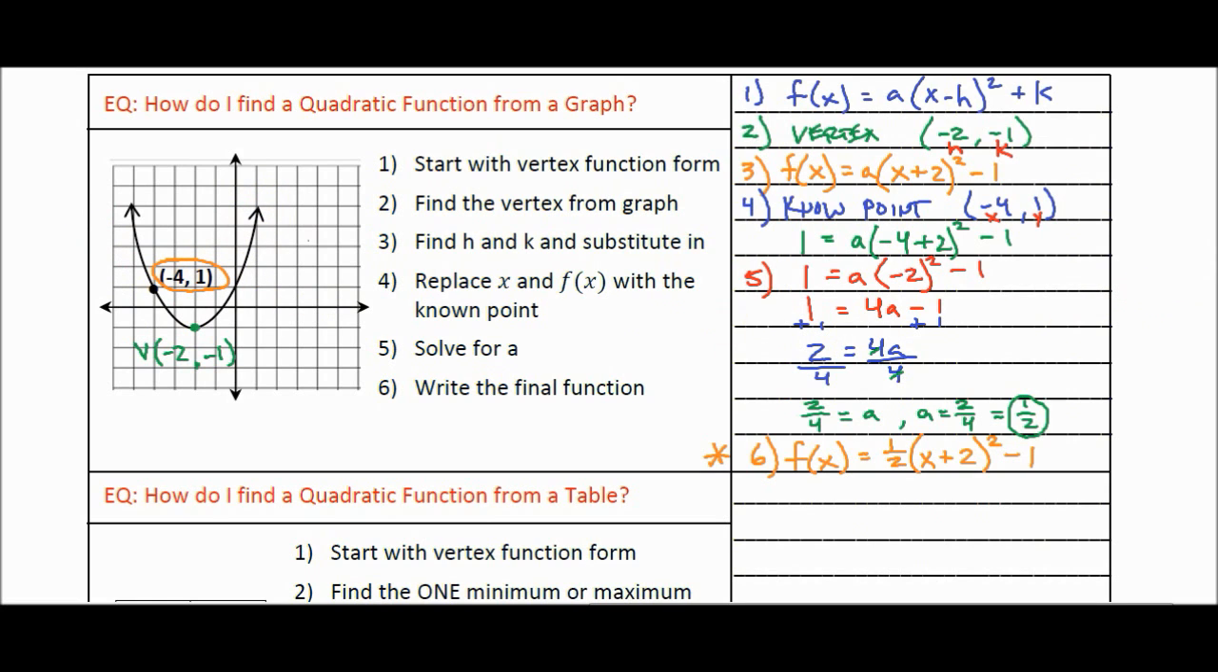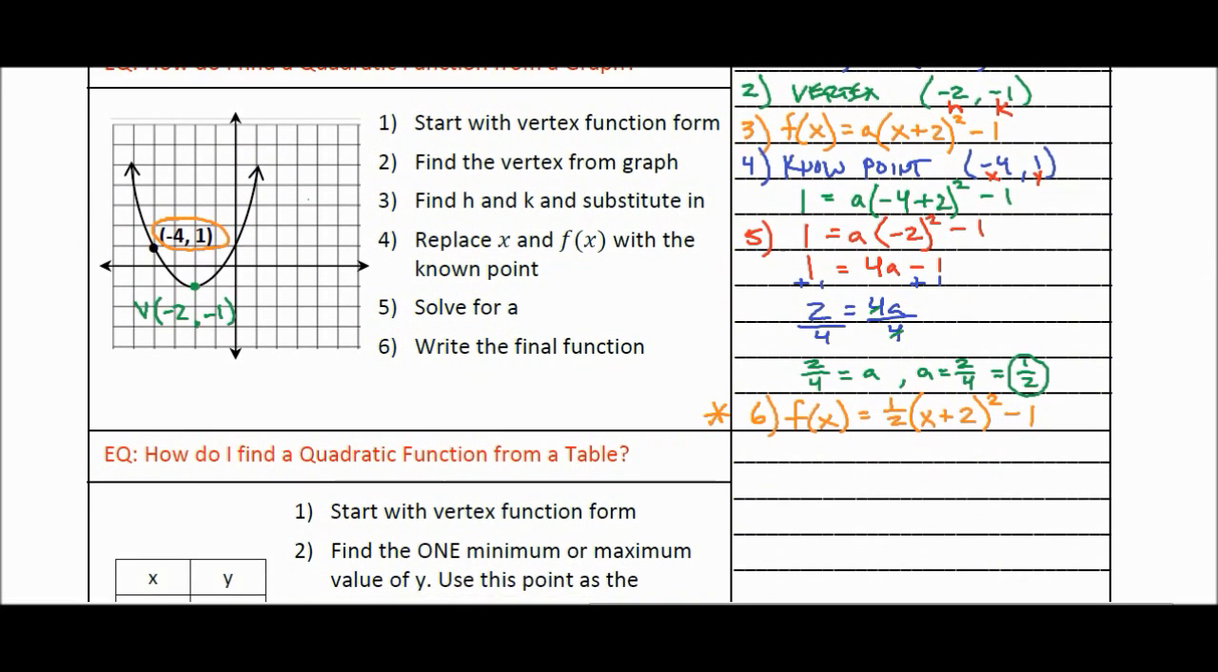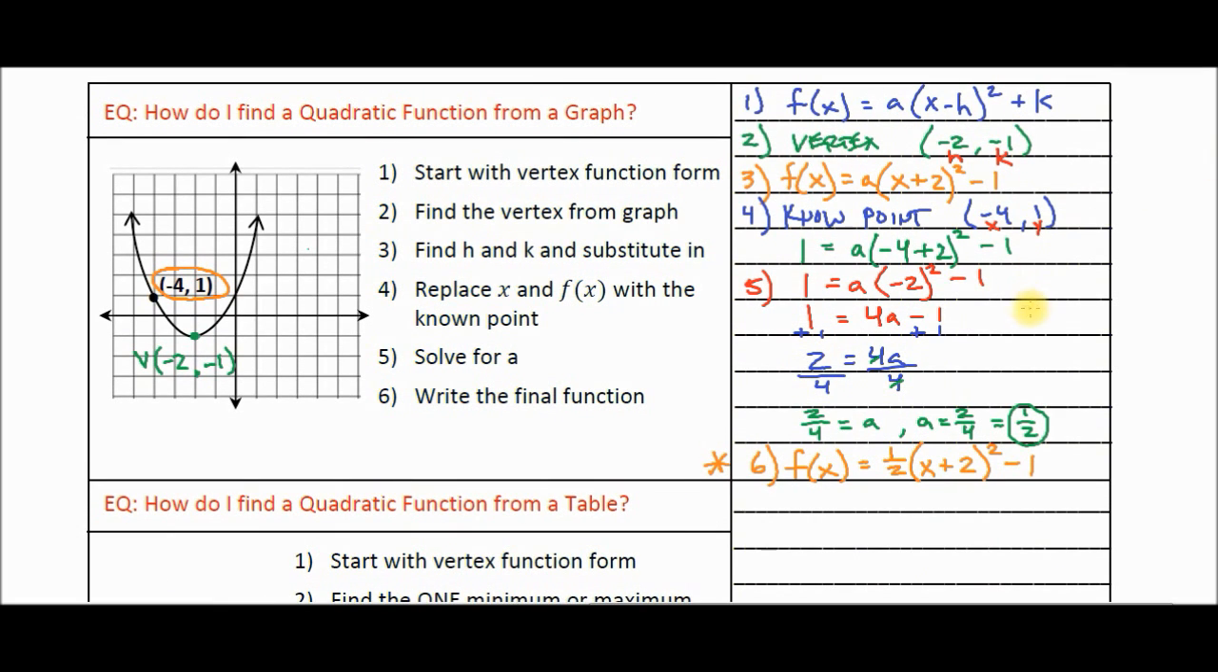Let's go ahead and do the next one. Actually, you know what? I'm going to stop this video now because the next video is going to show us how to create a quadratic function from a table rather than the graph.